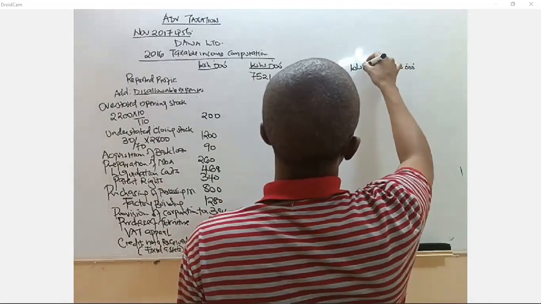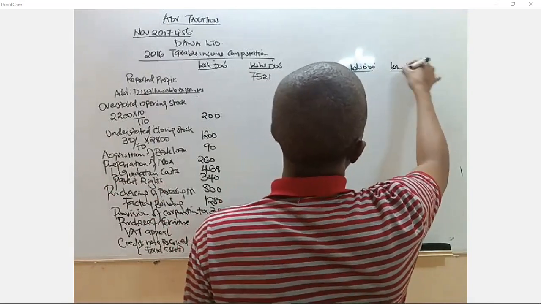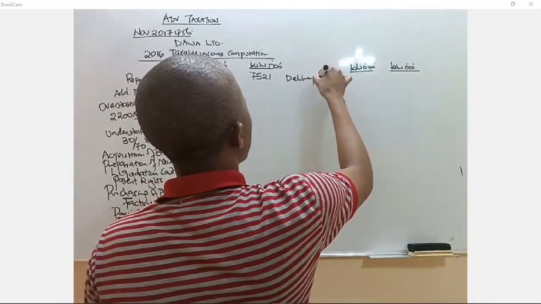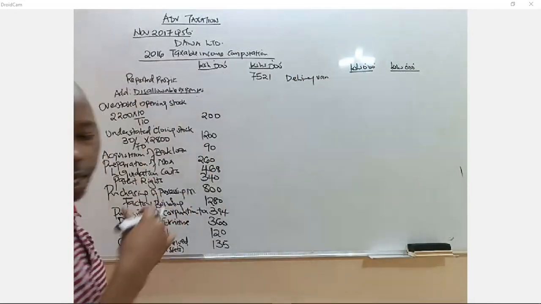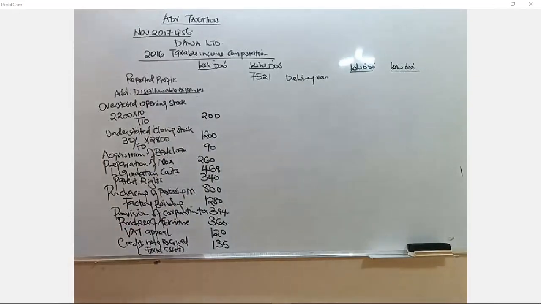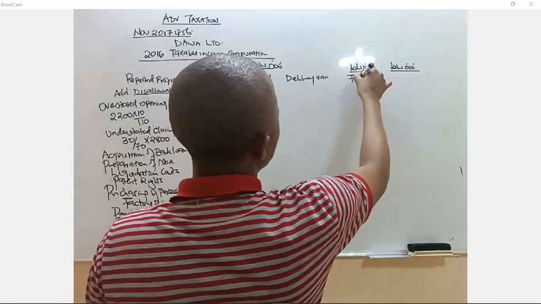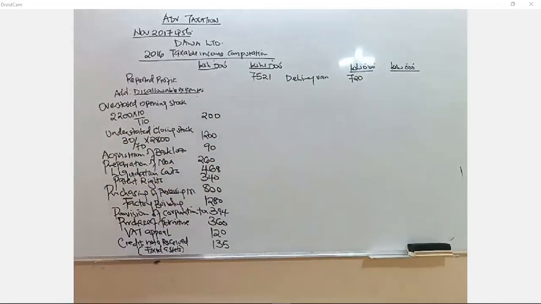Thousands. So here we are talking about the delivery van. Our delivery van amounts to 720. Total note number 4. Note number 4, we are discussing an increase and decrease of the bad debts.